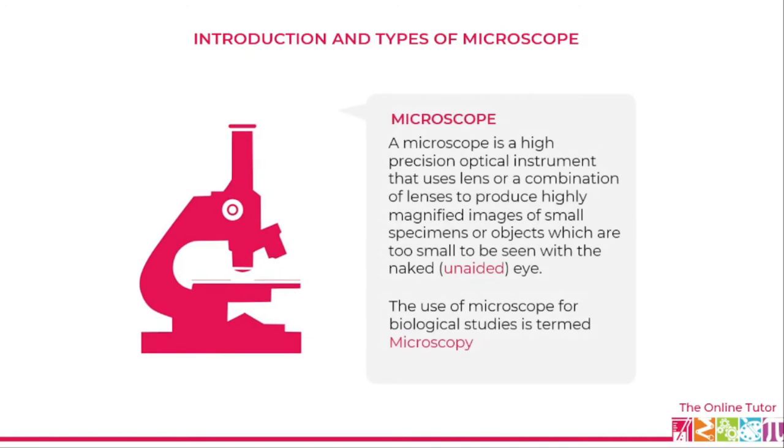A microscope is a high precision optical instrument that uses lens or combination of lenses to produce highly magnified images of small specimens or objects which are too small to be seen with the naked or the unaided eye. To simply put, a microscope is an optical device that helps to visualize or to magnify smaller biological units or smaller biological specimen for us to be able to observe them much bigger and clearer. Now, the use of a microscope for biological studies is termed microscopy.